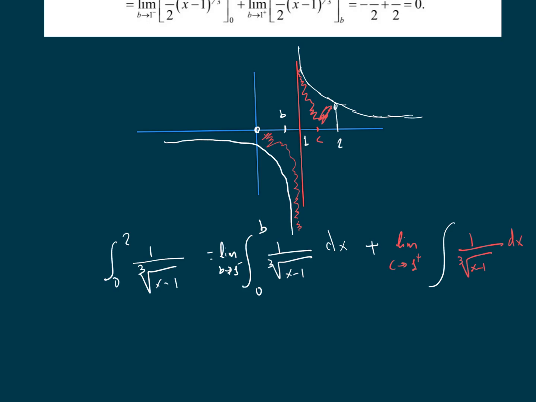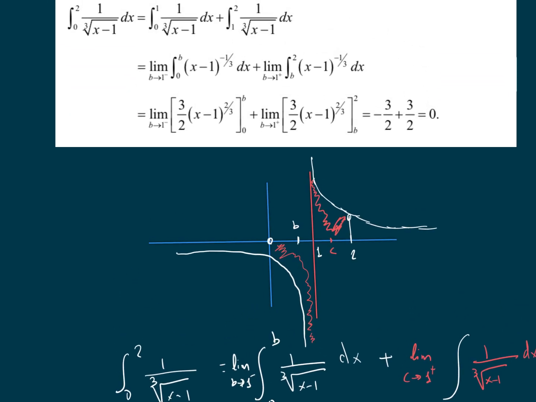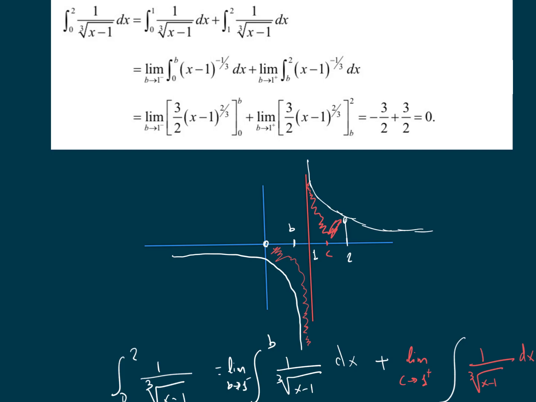Now, doing this integral is not difficult. It's been done here, and the integral appears to be 0, so it will converge. The amount of area below the curve from 0 to 1 negative is the same amount of area from 1 to 2, and it is 3/2. You can do the integral, a very easy integral. You have to do the integral and the limits, and the integral will be 0. Okay, let's go to the next problem.